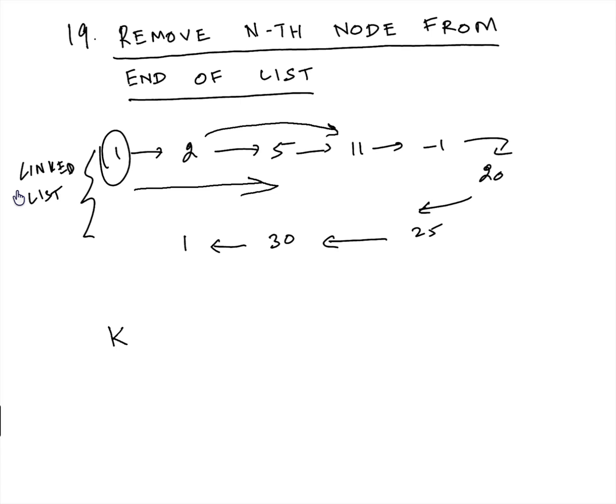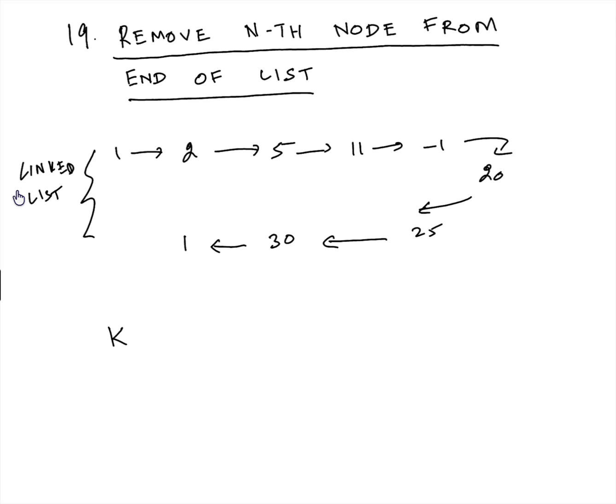The tricky part is this k is the order of the node from the end of the list. So this complicates things, because if k is equal to 1, effectively you've got to remove the last node. But you don't really know where the last node is ahead of time because you only have the head.